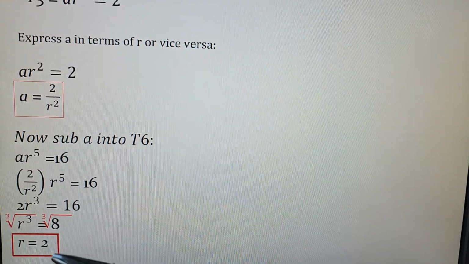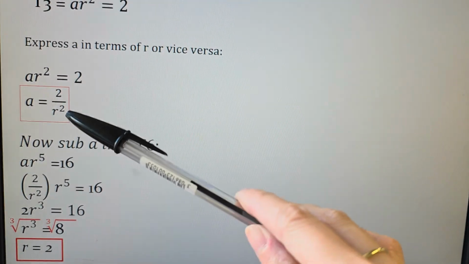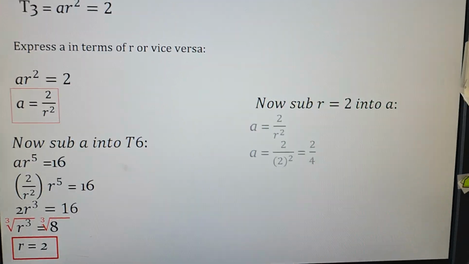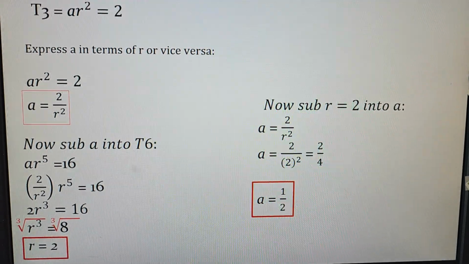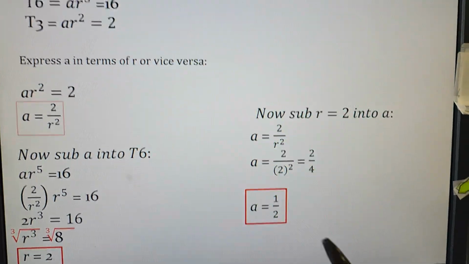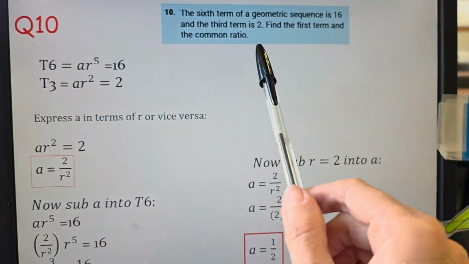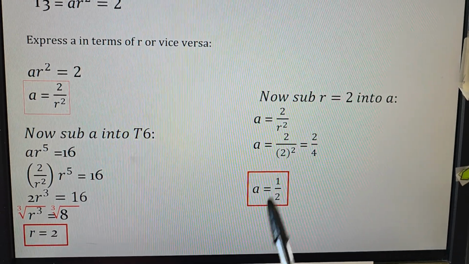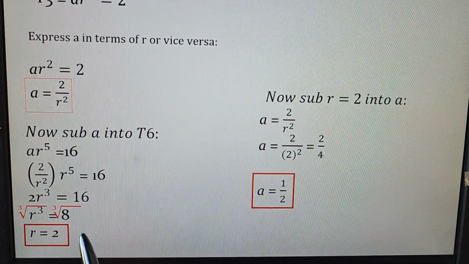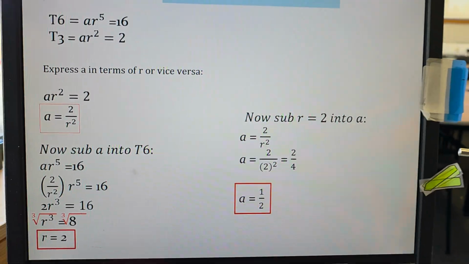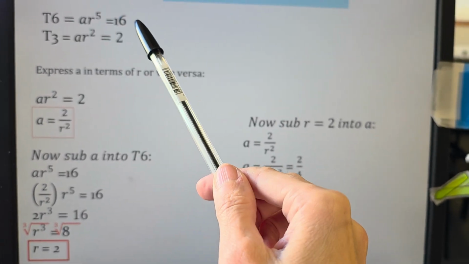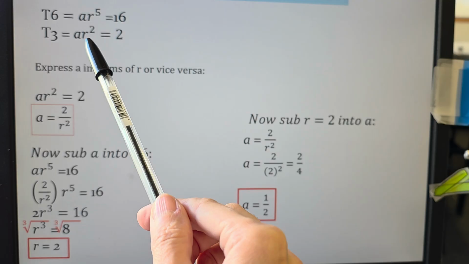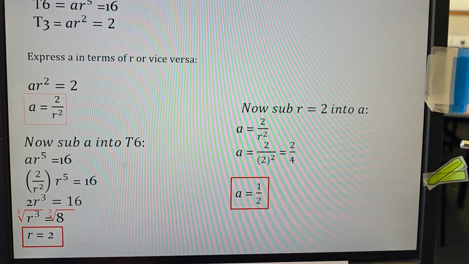Now that I have found R, sub my value for R back into A. And you will get out that A is equal to 1/2. And that's all the question asked me to do. It said, find the first term and find the common ratio. A is the first term, so term 1 is 1/2, and the common ratio is 2. You could check if that's correct. Go and get term 6, and it should work out to be 16. Go and get term 3, and it should work out to be 2. So you'll know your values are correct.